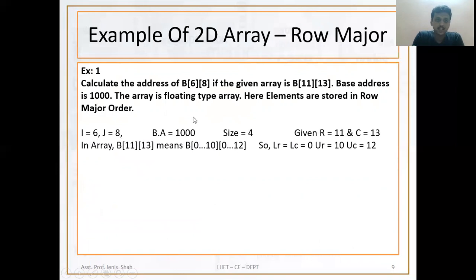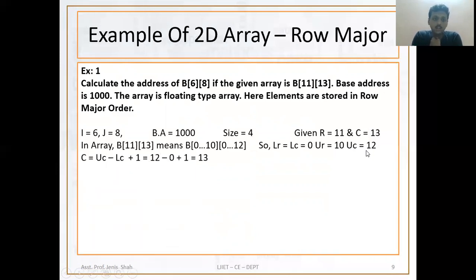In array B[11][13], that means for the 11 rows, the lower bound is 0 and the upper bound is 10. If 13 is the total number of columns, the lower bound is 0, then the maximum column index is 12. So 0 to 10 for row, 0 to 12 for column. So LR and LC, the lower bounds of row and column, are equal to 0, and the upper bounds of row and column are respectively 10 and 12.